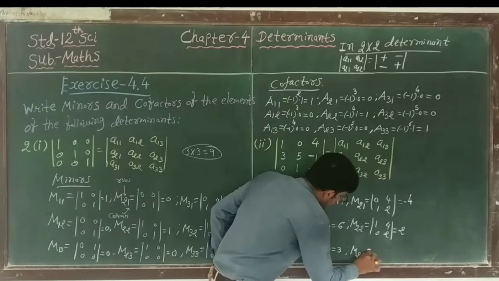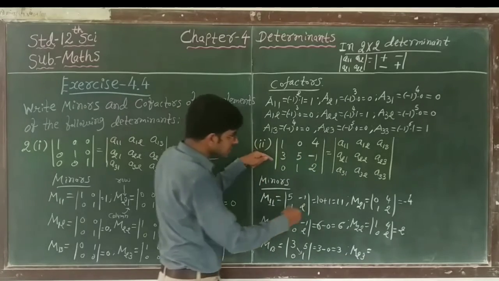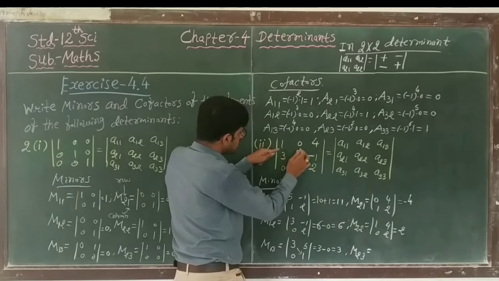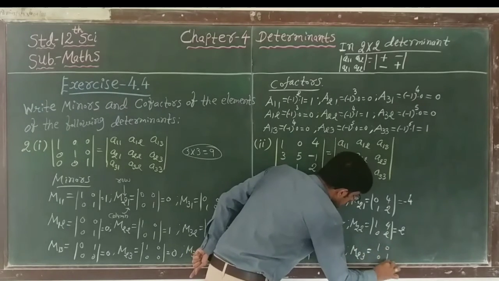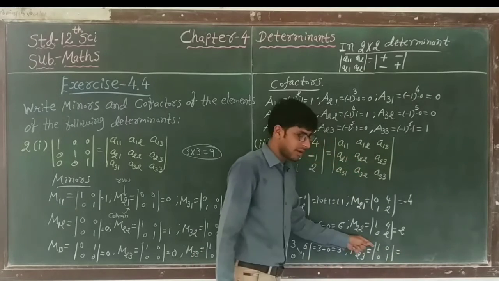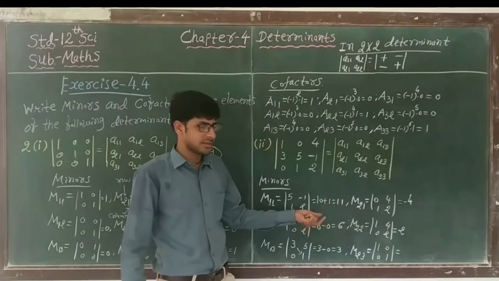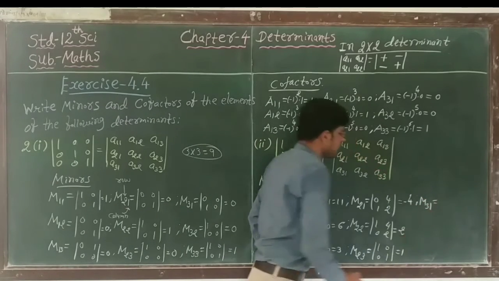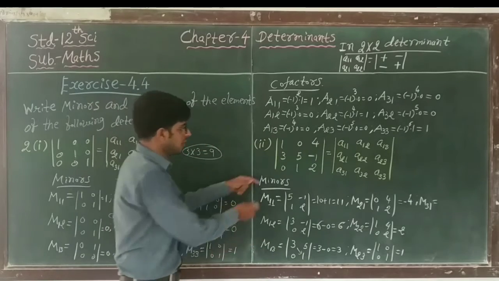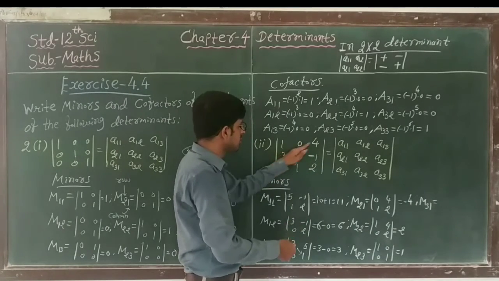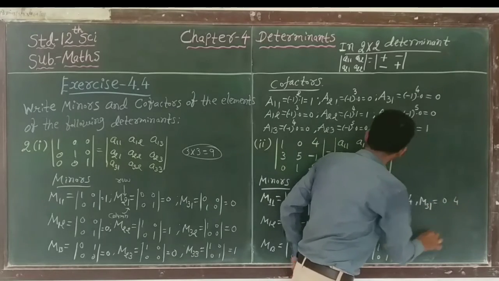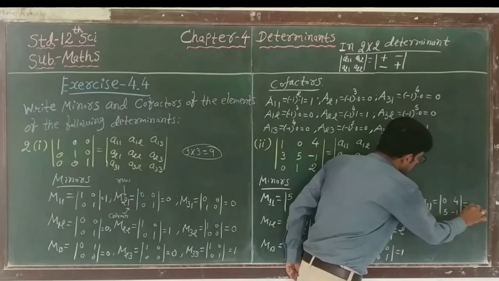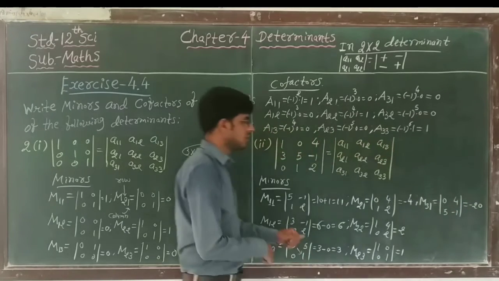M23 means we will remove second row, third column. So the remaining elements are 1 0, 0 1. So it gives an identity matrix, and the value of an identity matrix is always 1. So 1 ones are 1. M31. So we have to remove third row, first column. So the remaining elements are 0 4, 5 minus 1, which is equal to 0 minus 20. So the answer is minus 20.